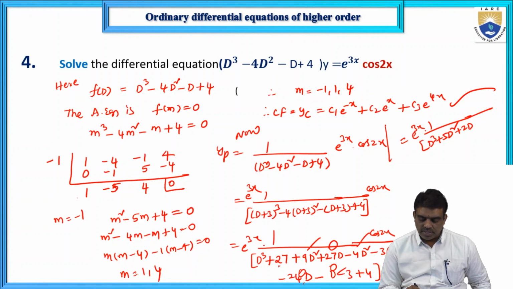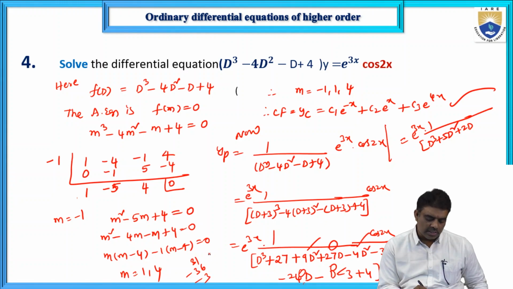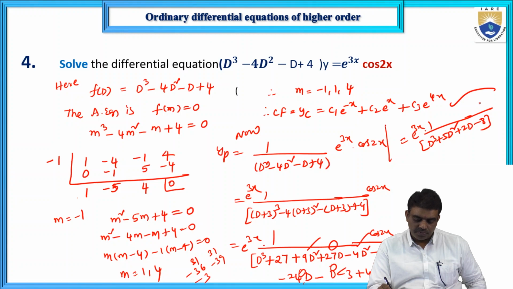Now the constant: 27 plus 4 is 31. 31 minus 36 minus 3, this is minus 39. So what is 31 minus 39? That is minus 8. Minus 8 of cos 2x, with e power 3x.